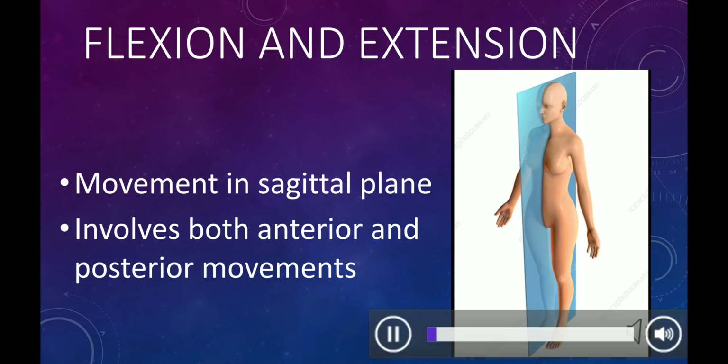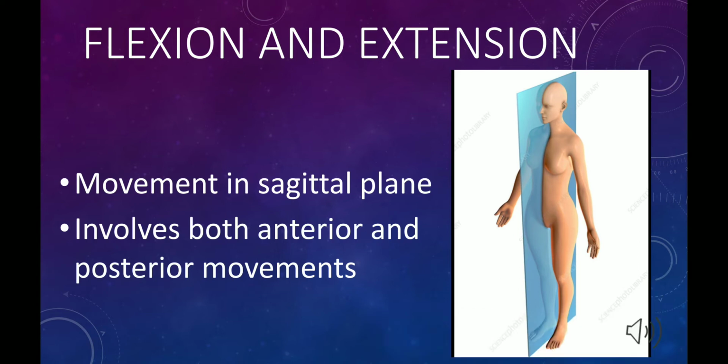Now we will discuss flexion and extension. These are movements that take place within the sagittal plane of the body. So what is the sagittal plane? It is the plane that divides the body into right and left halves. In the figure you can see what a sagittal plane is. So flexion and extension involve anterior and posterior movements, that is, movements through this plane.